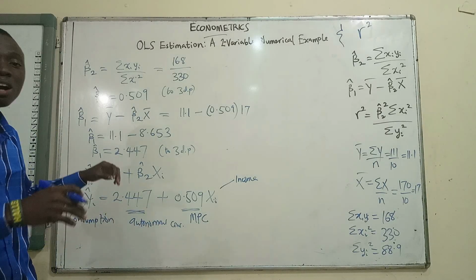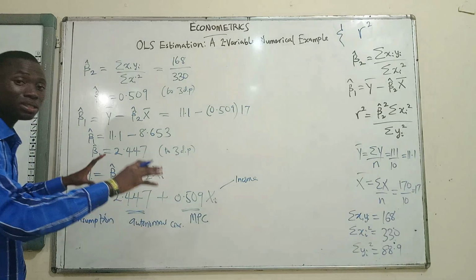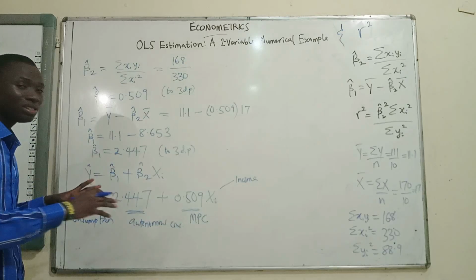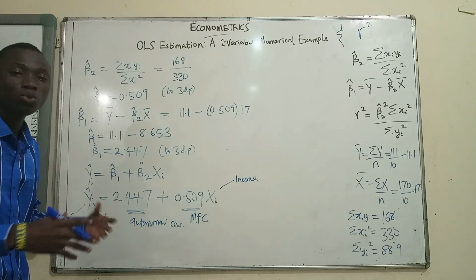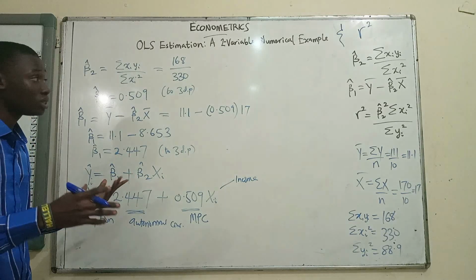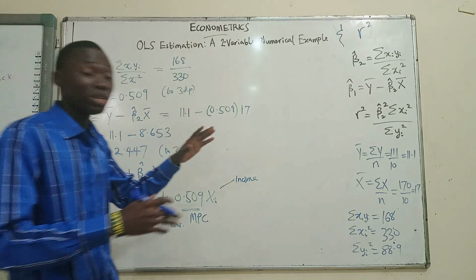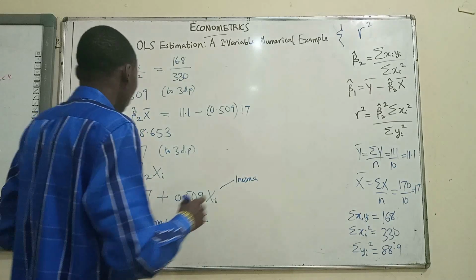Next is to see how well this line fits the data. Does it explain it well? Do we need to add more variables and the likes? And our R squared will give us that measure. So let's quickly calculate our R squared.